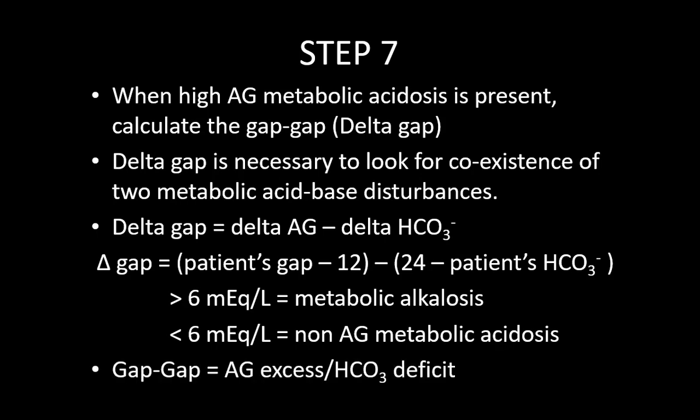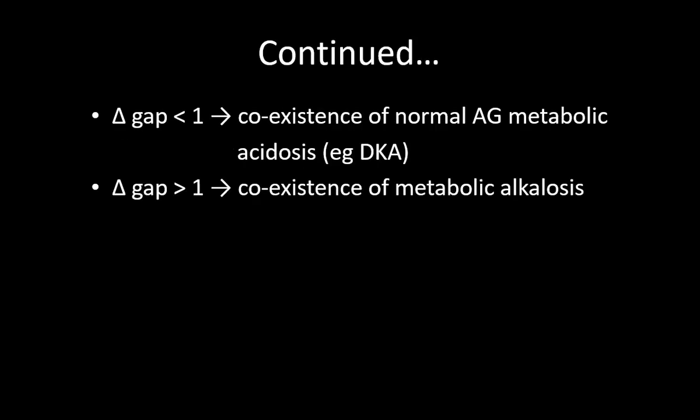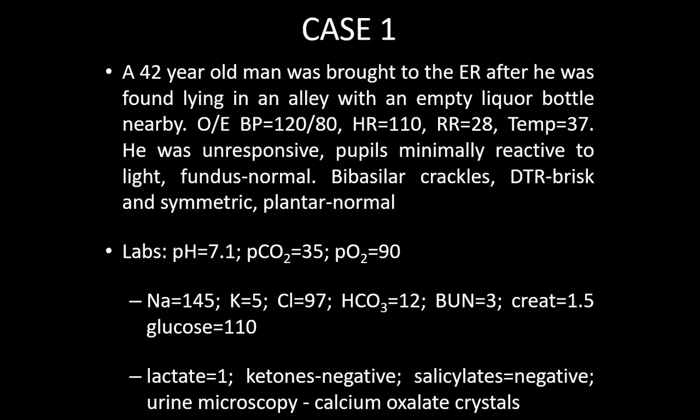Then you can calculate a gap ratio as well. So anion gap excess divided by the bicarb deficit. This becomes the gap ratio. If this ratio is less than 1, then there is a coexistence of normal anion gap metabolic acidosis, like in DKA. If this is more than 1, then coexistence of metabolic alkalosis is there.